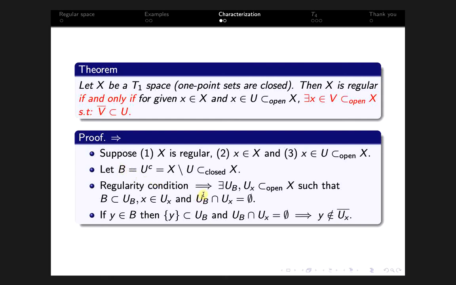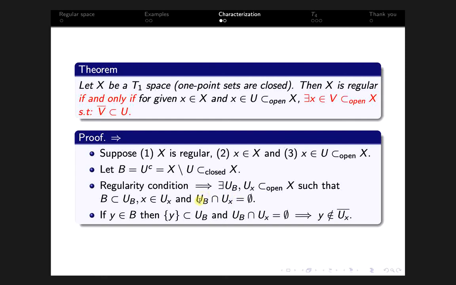Okay, so by the regularity condition, there are disjoint open neighborhoods of x and B. So the regularity condition implies that there exist UB and UX open sets in X, such that B is contained in UB and x is contained in UX, and they are disjoint: UB intersection UX equal to the empty set. So basically UB and UX are disjoint open neighborhoods of B and x respectively.